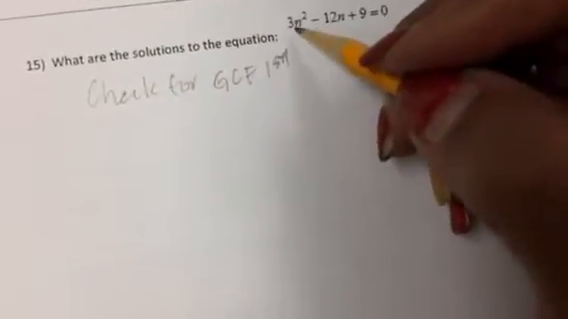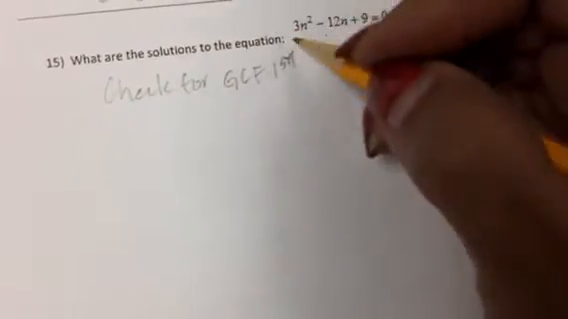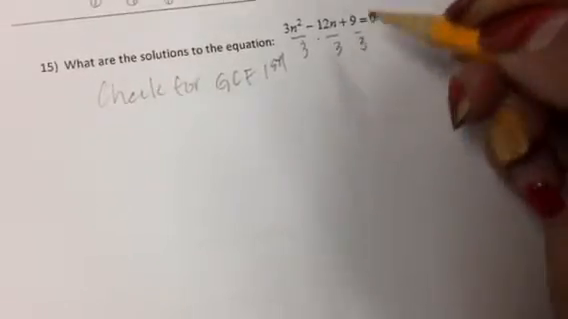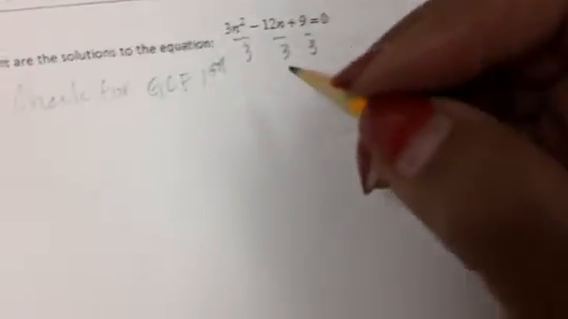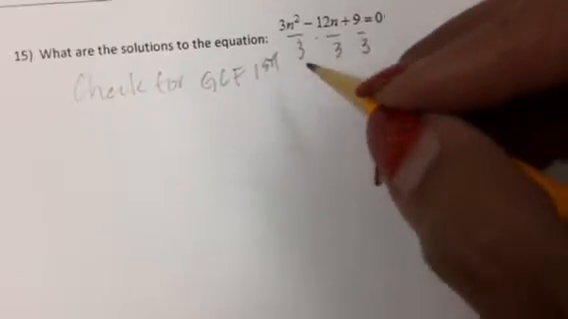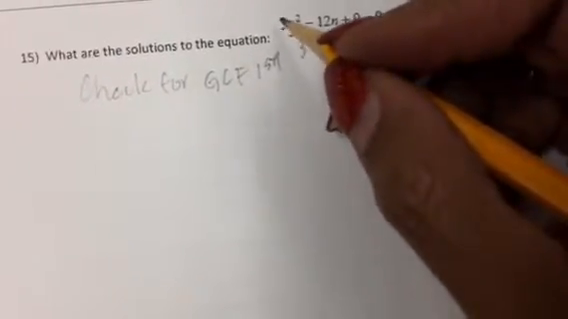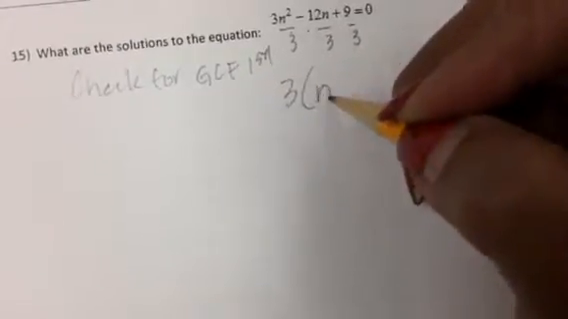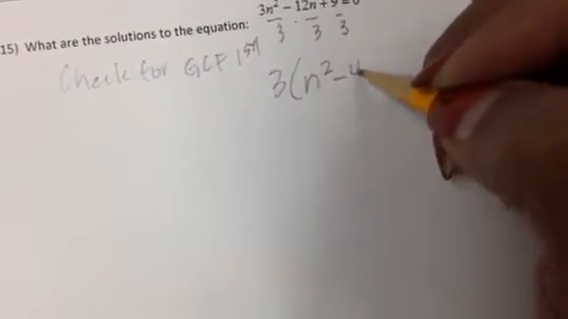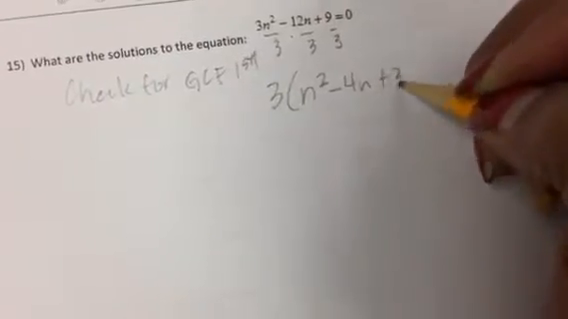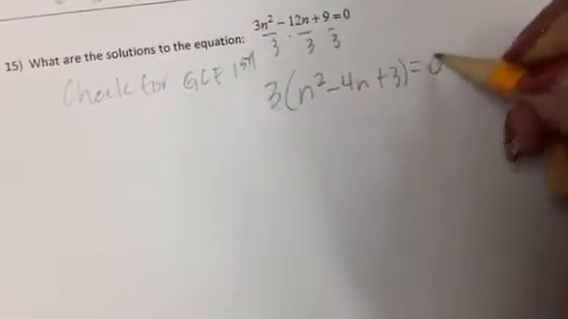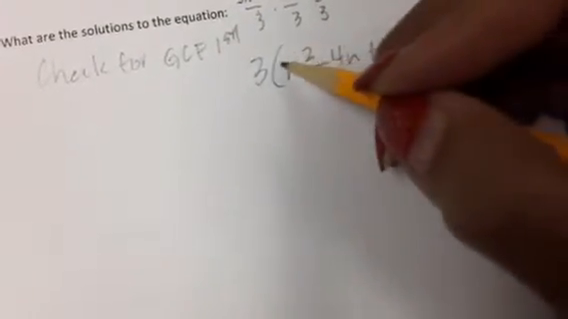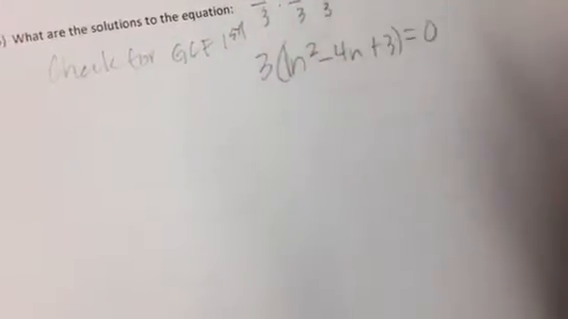Is there a GCF of 3, 12, and 9? Yes, there is. Yes, ma'am. Yes, sir. I hope you said yes. Gotta know your multiplication facts, guys. It will make life so much easier, I promise you. So my GCF is 3, so I get 3, and then I'm left with n squared minus 4n plus 3 equals 0.